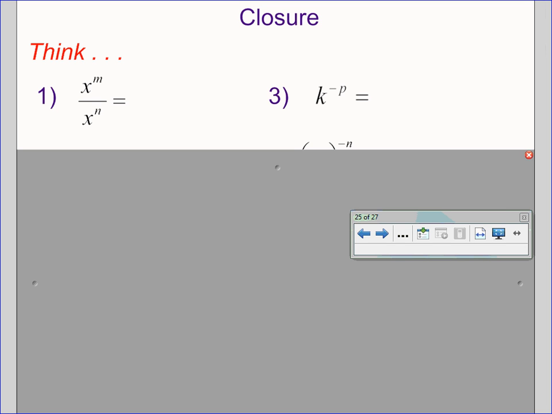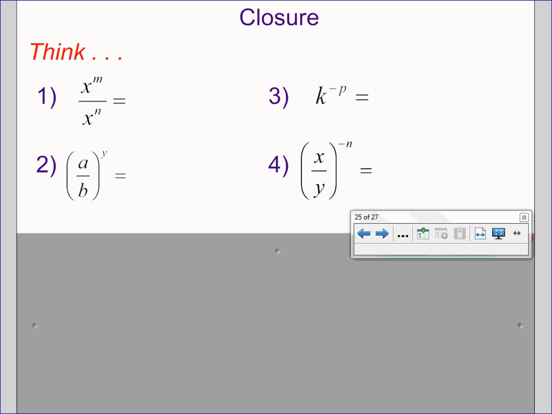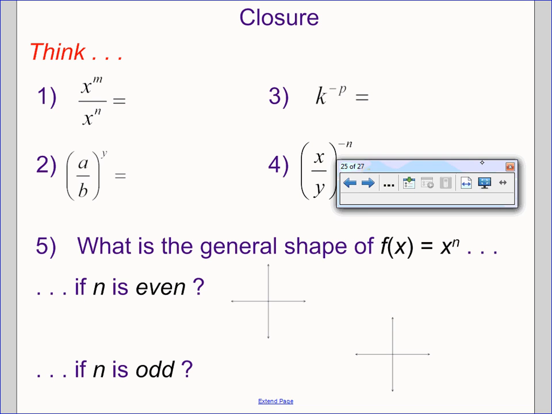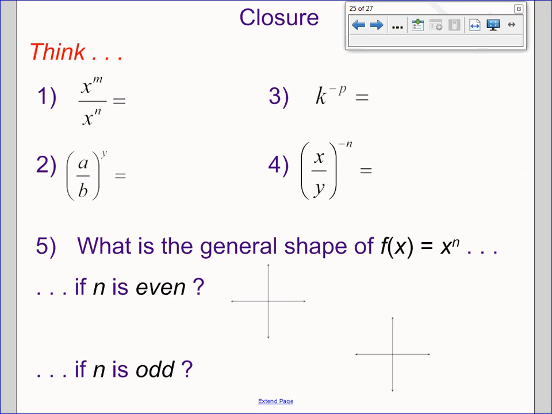So I need you guys to write down a single power that's equivalent to x to the m over x to the n. Rewrite that as a single power without parentheses. Rewrite a over b all to the y without parentheses. What would that look like as you apply that exponent? Would that apply to the top or the bottom, or both? Rewrite number 4 without parentheses or negative exponents. Number 3, rewrite without negative exponents.